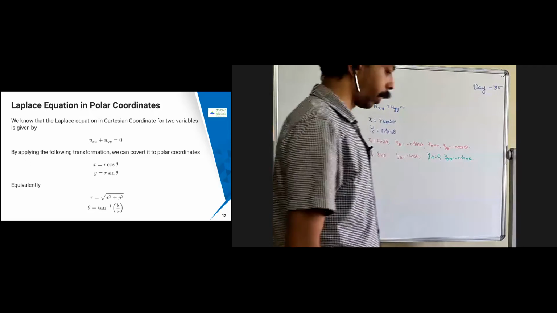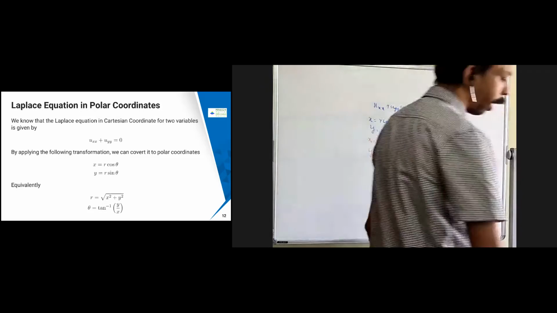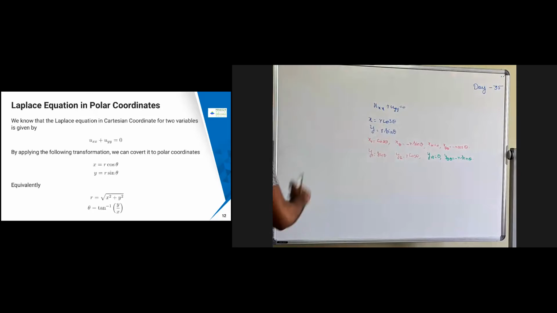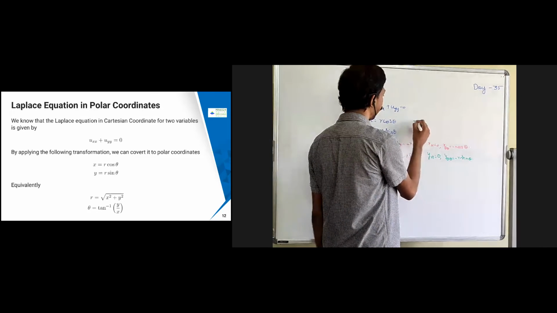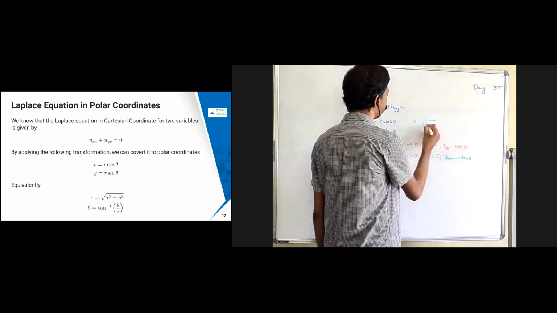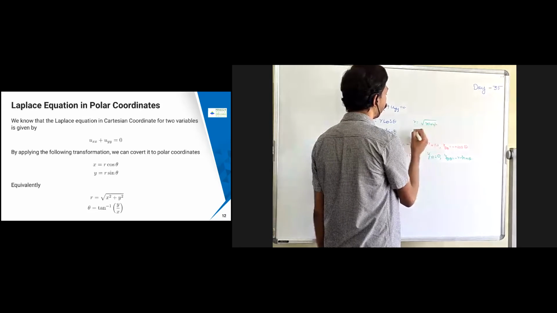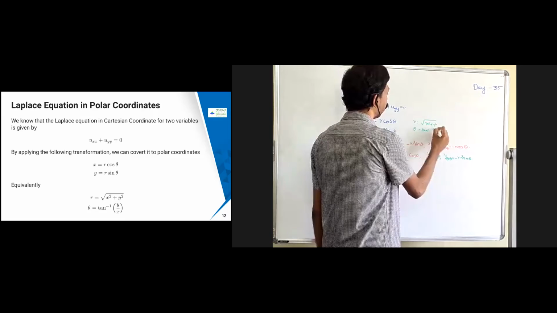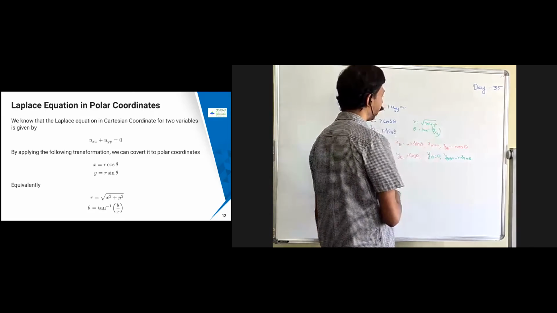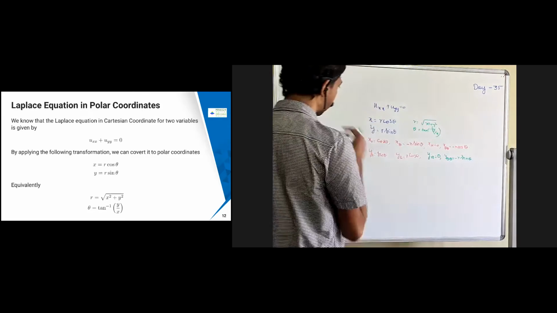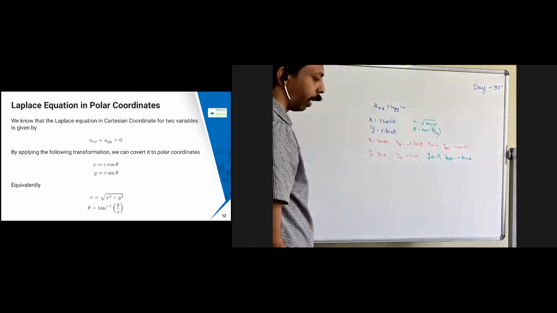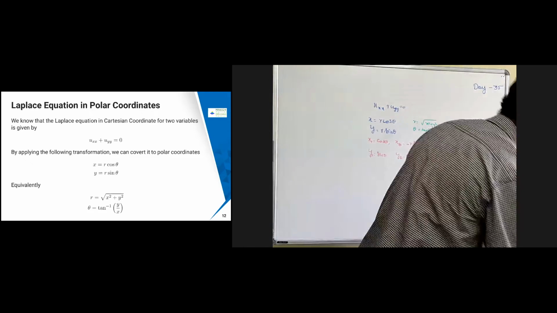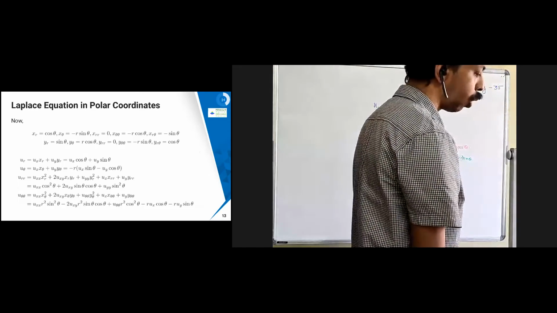So there are two ways to do the transformation. Another way, you can take r equal to square root of x square plus y square, and theta equal to tan inverse of y by x. From here also you can get the polar coordinate transformation, but I'm going to use only this one and derive it. So now we need to find what is our u_xx, u_rr and u_yy.